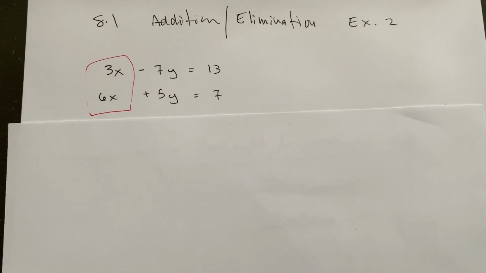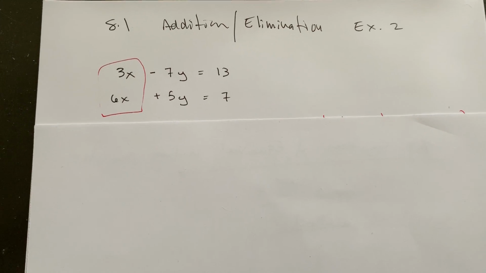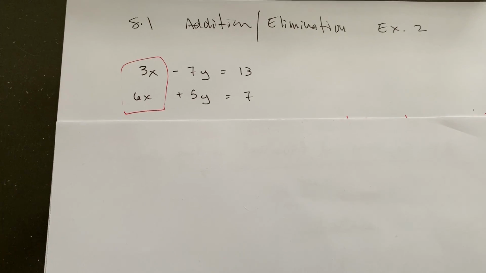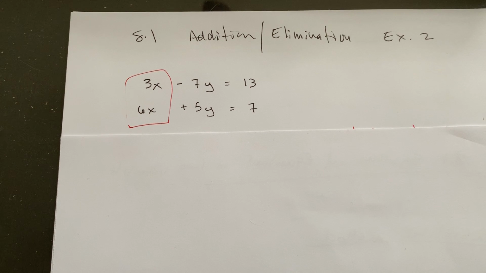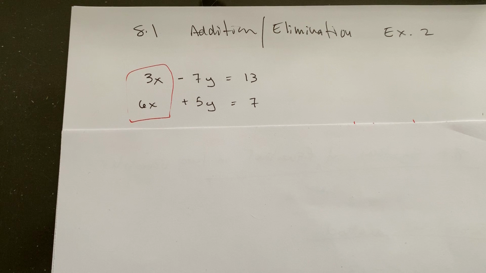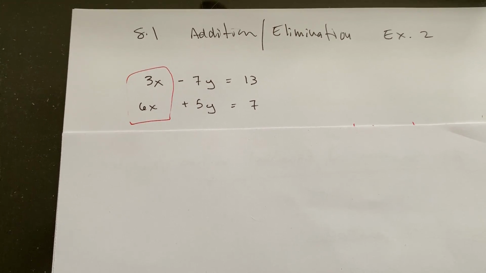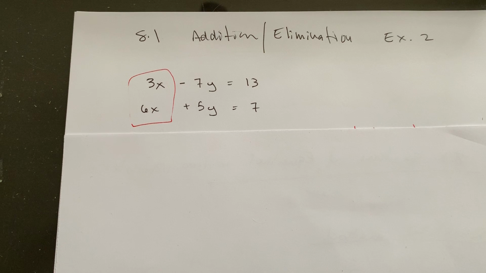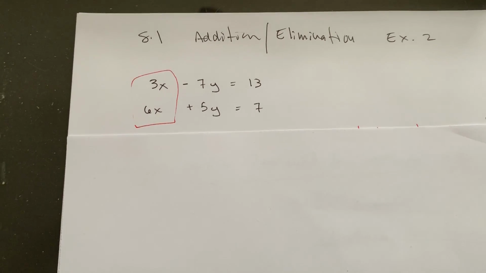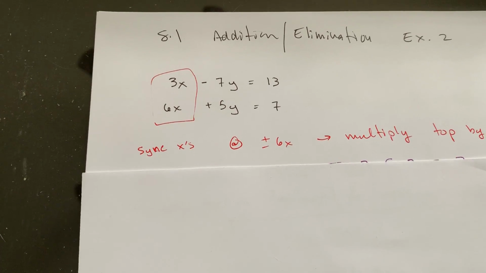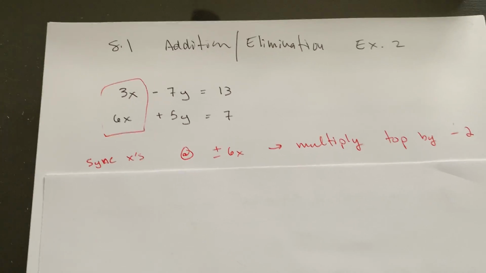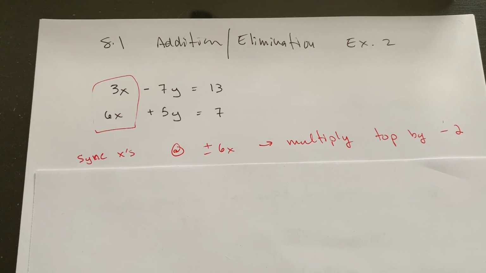But that is me trying to draw your attention there, because what we're trying to do is sync up either the x values or the y values. We want positive and negative versions of the same terms. So, in theory, you could do it with either one, 3x and 6x. If you do 2 times 3, you're going to get 6. And then if you do minus 2, that's probably going to be the easiest, which is why I have it circled. Let's sync the x's at positive and negative 6x. You're going to end up multiplying the top equation by minus 2.